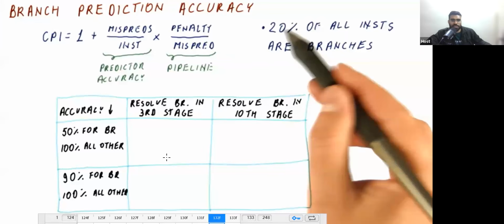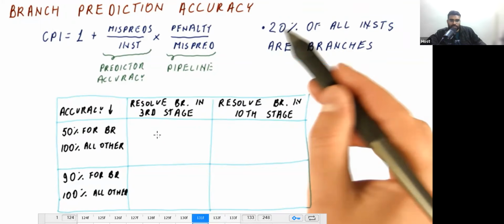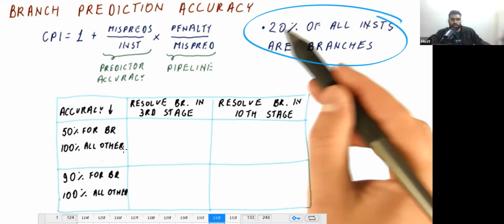Now you tell me the answer here. Let's assume 20% of all instructions are branch instructions. And you have to calculate this. Tell me, quickly tell me the answer.